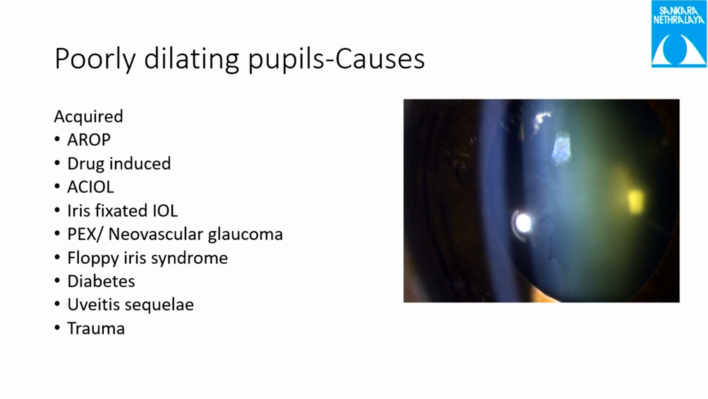If the patient is having an ACIOL or iris fixated IOL, again, we will have some difficulty. The patient's pupils won't dilate properly. Then definitely in conditions like PEX and neovascular glaucoma, the pupil won't be dilating completely. So this is a patient with PEX. Here you can see the deposition of the pseudoexfoliative material over the lens, forming the sign. Can anyone tell me the sign of this?